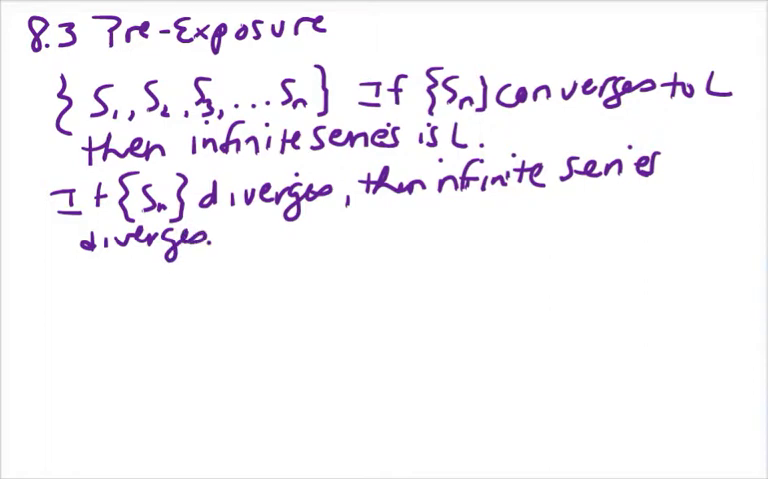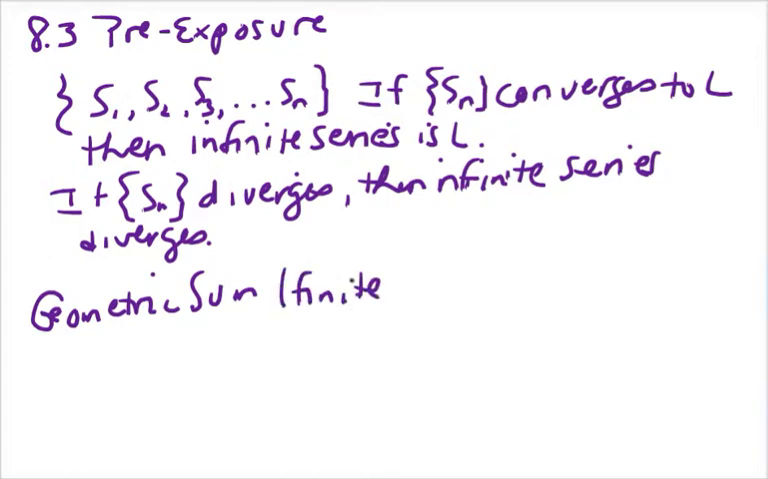Alright, so your procedure is to evaluate the infinite series. You find the formula for the sequence of the partial sums, and then you evaluate the limit of the partial sum. So what we're going to look at pretty much in 8.3 is the geometric sum, which we already looked at as the geometric sequence. But for the geometric sum, we're going to look at a finite number of terms to see if we can derive a formula that represents the partial sums.